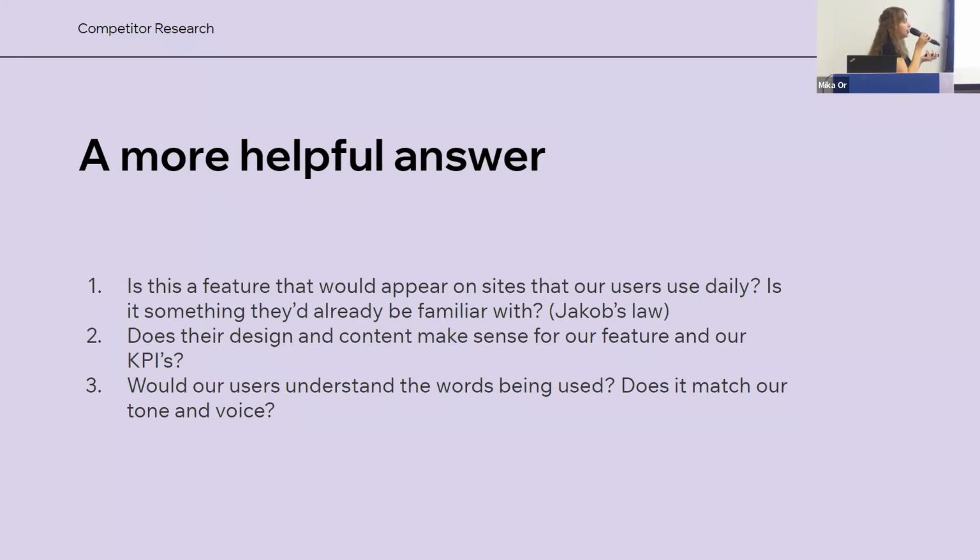Next, does their design and content make sense for our features and our KPIs? If the answer is no, you can definitely take inspiration from your competitors, but you need to make sure that you're writing something that's already in line with your product. And third, would our users understand the words being used? Does it match our tone and voice? The most important thing for your users is consistency. You need to make sure you're writing something that's in the same tone and voice as the rest of your products. And most importantly, actually using words that your users will understand.